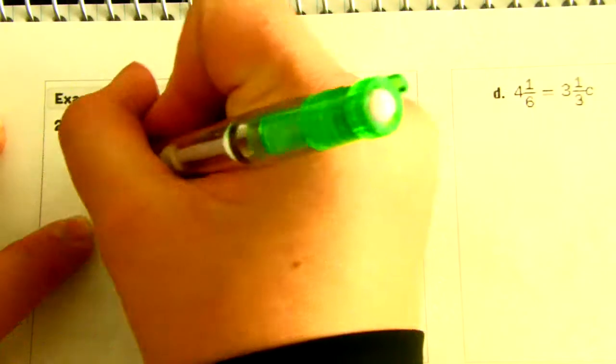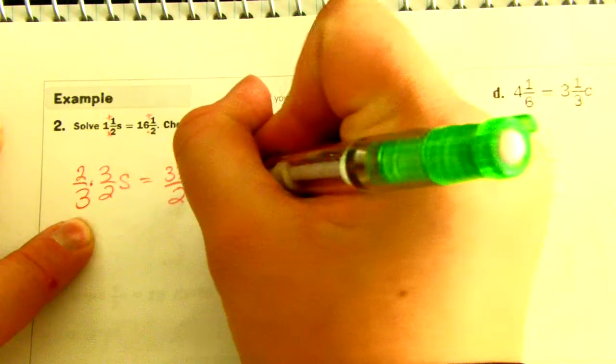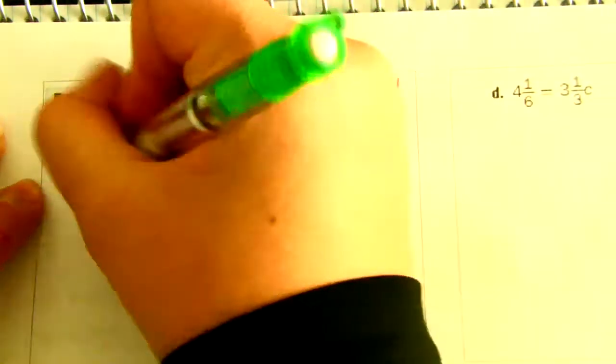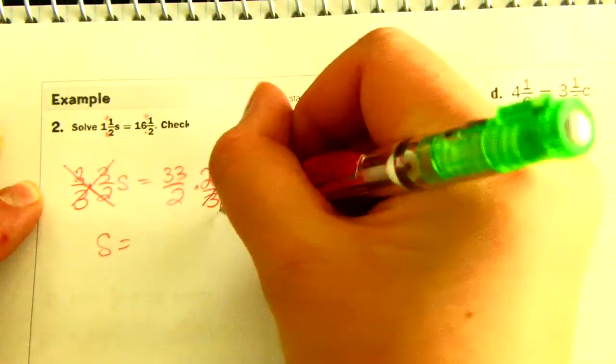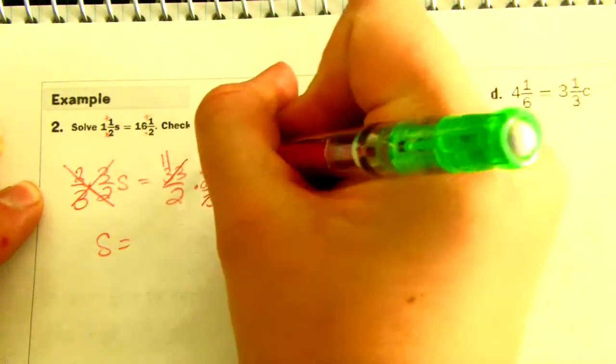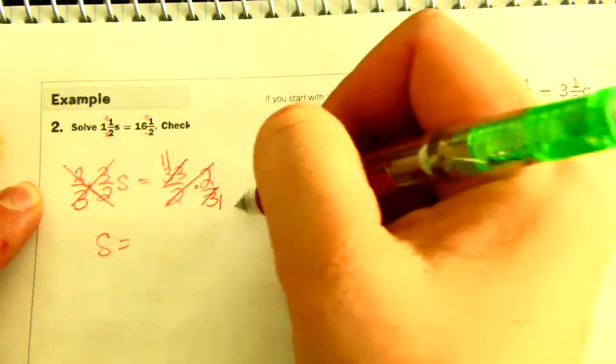Its reciprocal or multiplicative inverse is 2/3. So we're going to multiply both sides by 2/3. 2 simplifies to 1, 3 simplifies to 1. S equals, 3 goes into 33 11 times. 2 simplifies to 1, so I'm left with 11 over 1, or just 11.